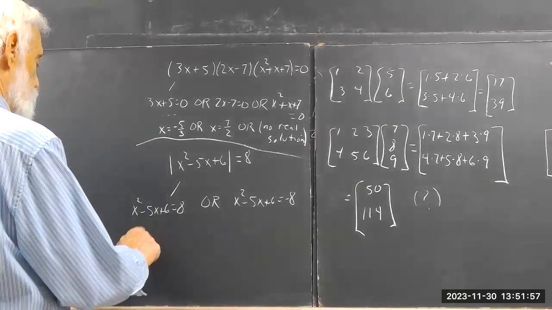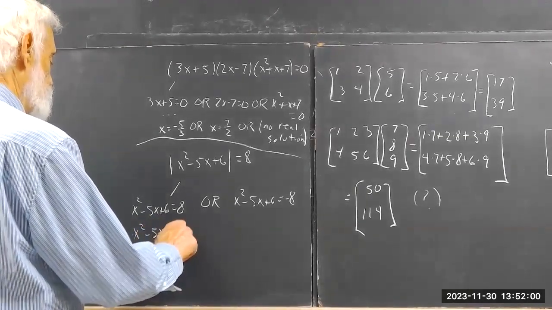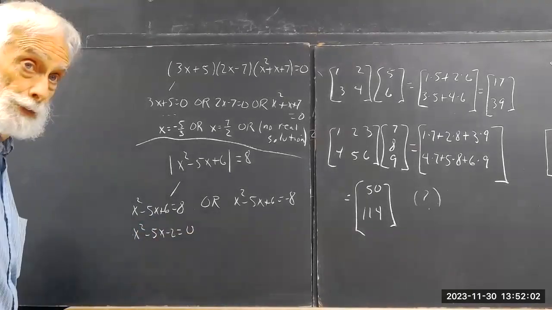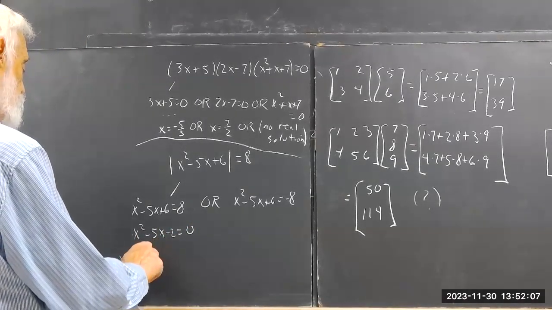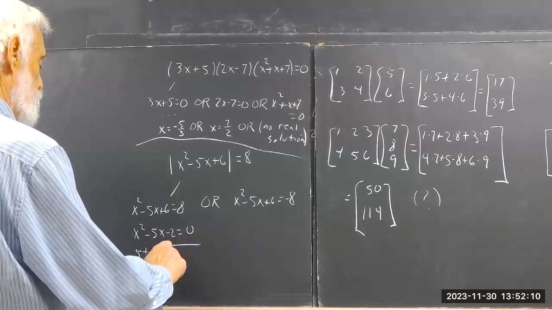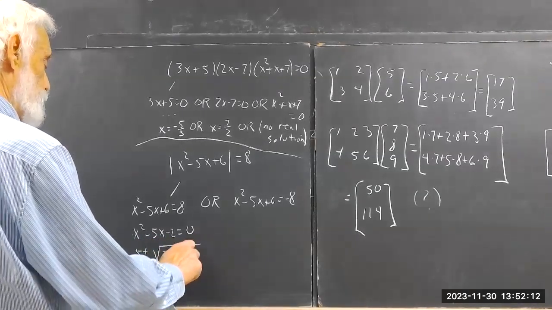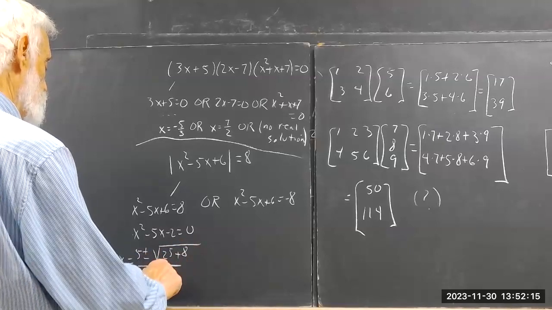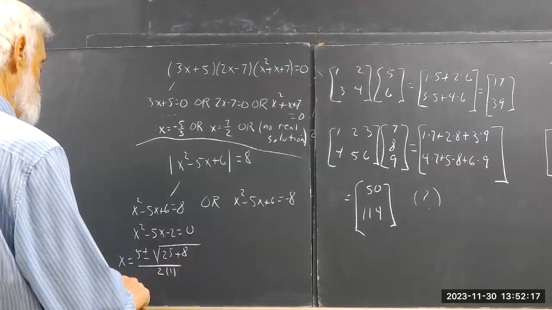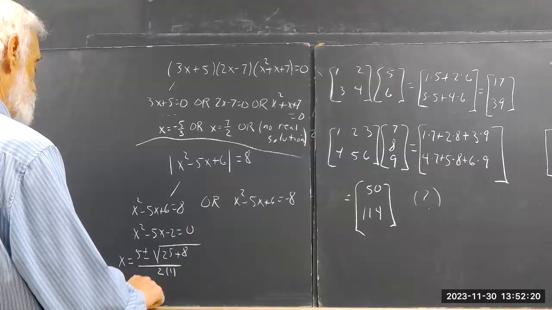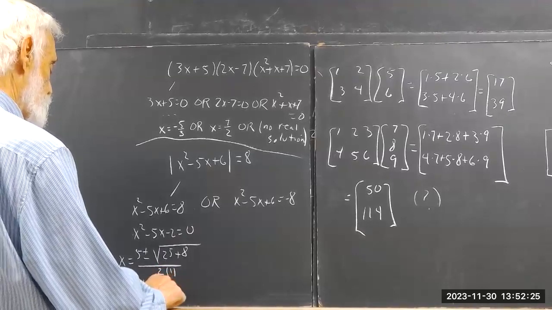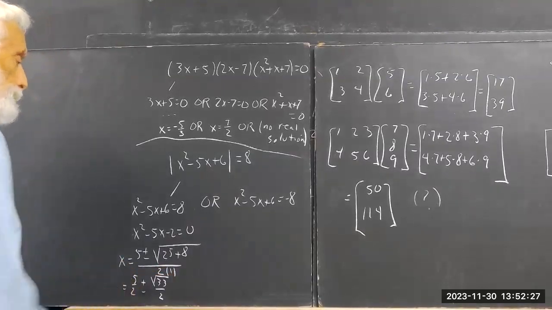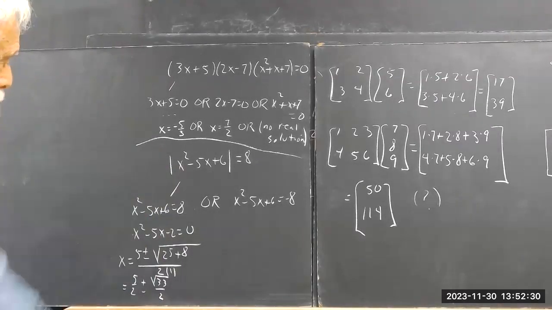So we can complete this: x squared minus 5x minus 2 equals 0. Now it's in standard form of a quadratic, and we can apply the quadratic formula. X equals 5 plus or minus square root of 25 plus 8 over 2 times 1, which is 5/2 plus or minus square root of 33 over 2. So quadratic formula, if I've done it correctly, make sure to check my work.